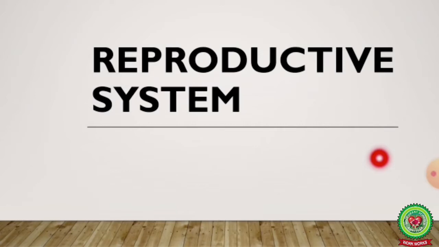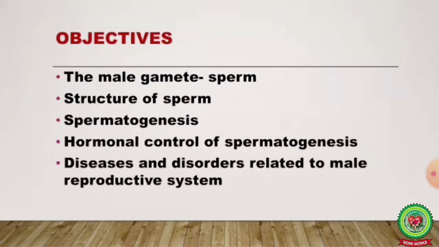This video is in continuity with the previous video of chapter reproductive system. The objectives that we are covering in this video are the male gamete, that is sperm, structure of the sperm, then the process of formation of sperm, that is spermatogenesis, hormonal control of spermatogenesis, and diseases and disorders which are related to male reproductive system.